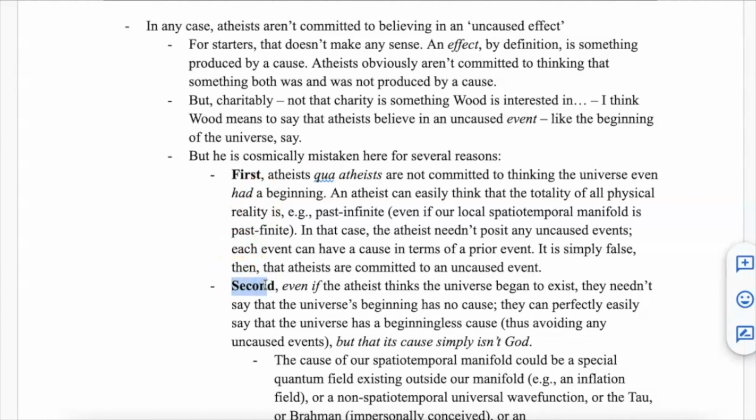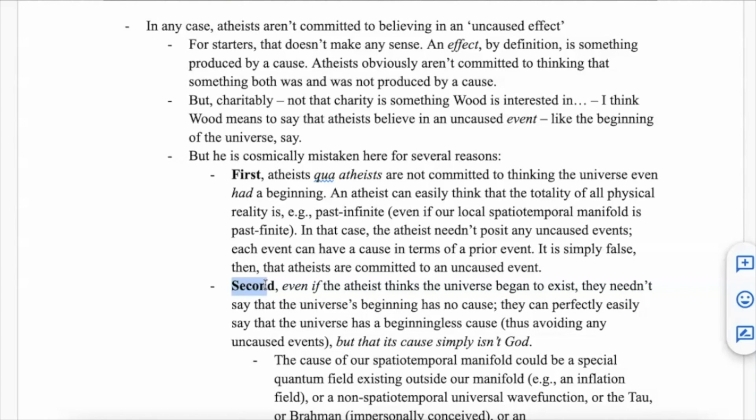Secondly, even if the atheist thinks that the universe began to exist, they need not say that the universe's beginning has no cause. They can perfectly easily say that the universe has a beginningless cause, thus avoiding any uncaused events, but that its cause simply isn't God.